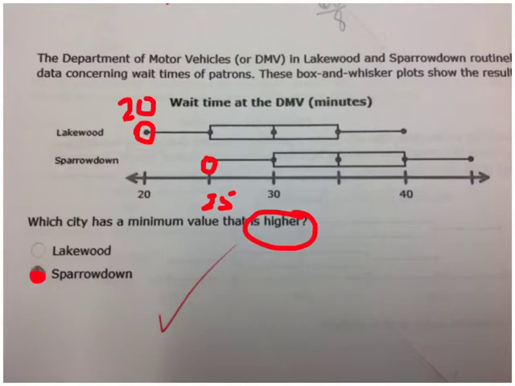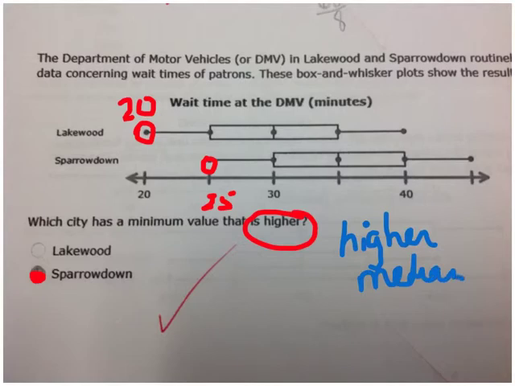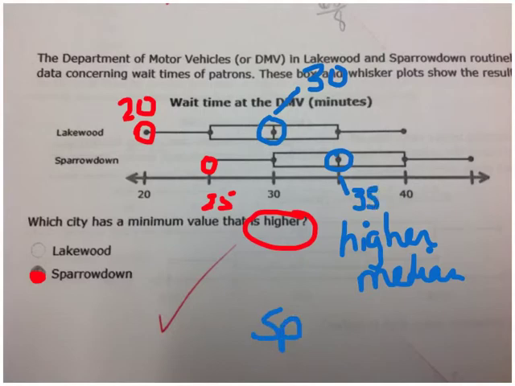Now another question that's going to get asked on your test, I'm going to use this one as an example for it because you really didn't have one, asks you which one has a higher median. Well, if you remember, the median value is the one that's on that bar in the middle of the box. So this median value, it looks like it's 30. And this median value looks like it's 35. So who had the higher median value? Sparrow Down had the higher median value.